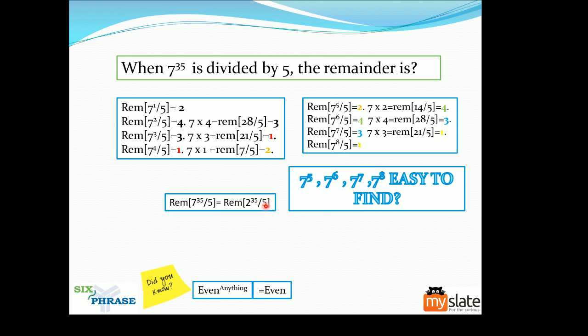Okay. Yes, it is true, because if you divide 7 by 5, what do you get? Take this 7, take this 5, divide it. What is the remainder? 2, right? That 2 you put it here. Okay, that is the remainder theorem. So yes, it is true. The remainder of 7 power 35 by 5 is the same as the remainder of 2 power 35 by 5. Okay, so I don't know if you noticed this.